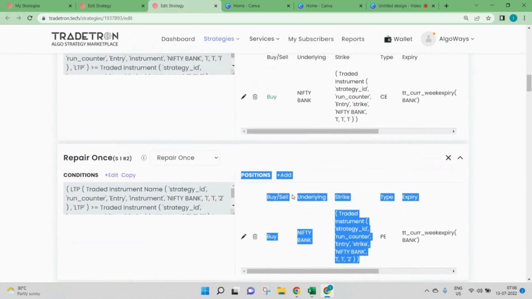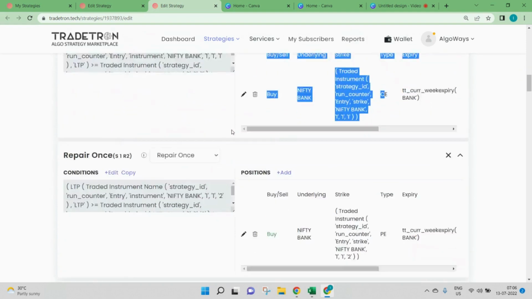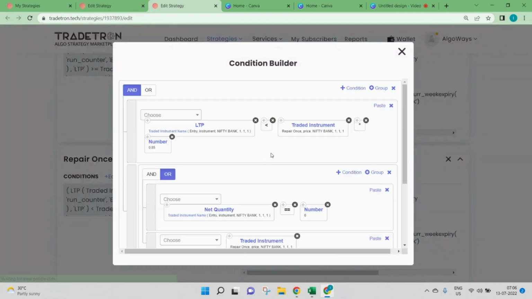Now what we'll do, we have to re-enter in this CE again if the market comes down. So let us put a condition here that if the LTP, that is the CE LTP, which was entered in the beginning, is less than the traded instrument repair condition 1 into 0.85. So what does it mean? That is, the CE premium is less than the rate at which it exited at repair 1 condition.